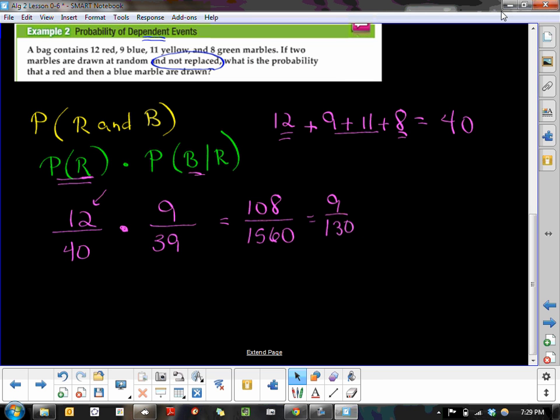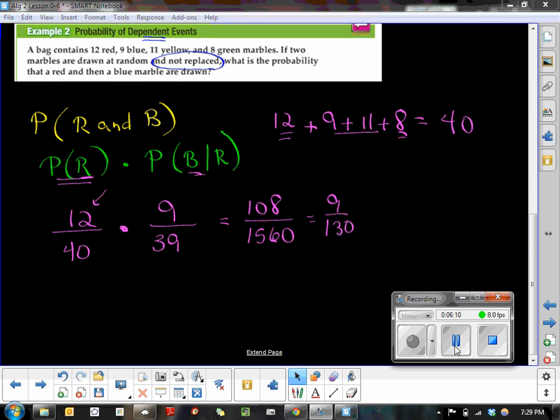So this one is on dependent events. We have to make that subtle shift in what's going to happen to the number of possible outcomes if we don't replace. They're going to go down. So keep in mind we're looking at and evaluating independent versus dependent.